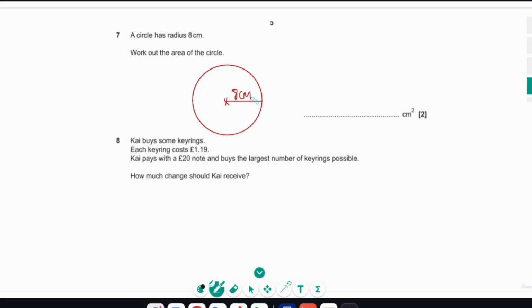How do we work out the area of a circle? Pi times radius squared. Pi times 8 squared.